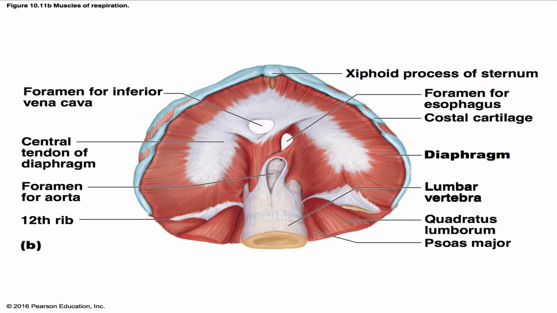So this muscle forms the floor of the thoracic cavity, and in the abdominopelvic cavity, it forms the roof or the ceiling of it. The origin is the inferior internal surface of the rib cage and the sternum, the costal cartilages of the last 6 ribs, and the lumbar vertebrae. Its insertion is the central tendon. And remember, it's innervated by the phrenic nerve.